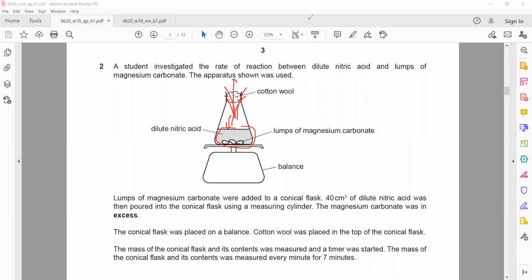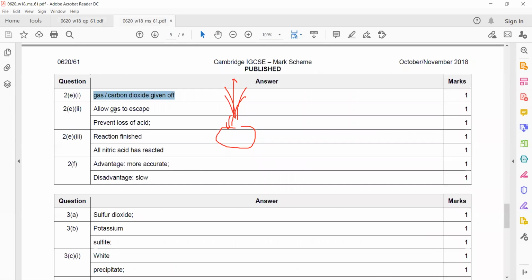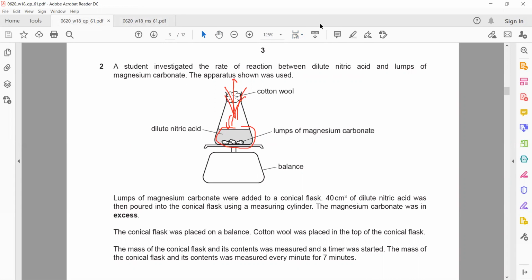So it allows the gas to escape and prevents loss of acid. One mark is for allow gas to escape, and prevent loss of acid due to splashing or violent reaction, not evaporation.